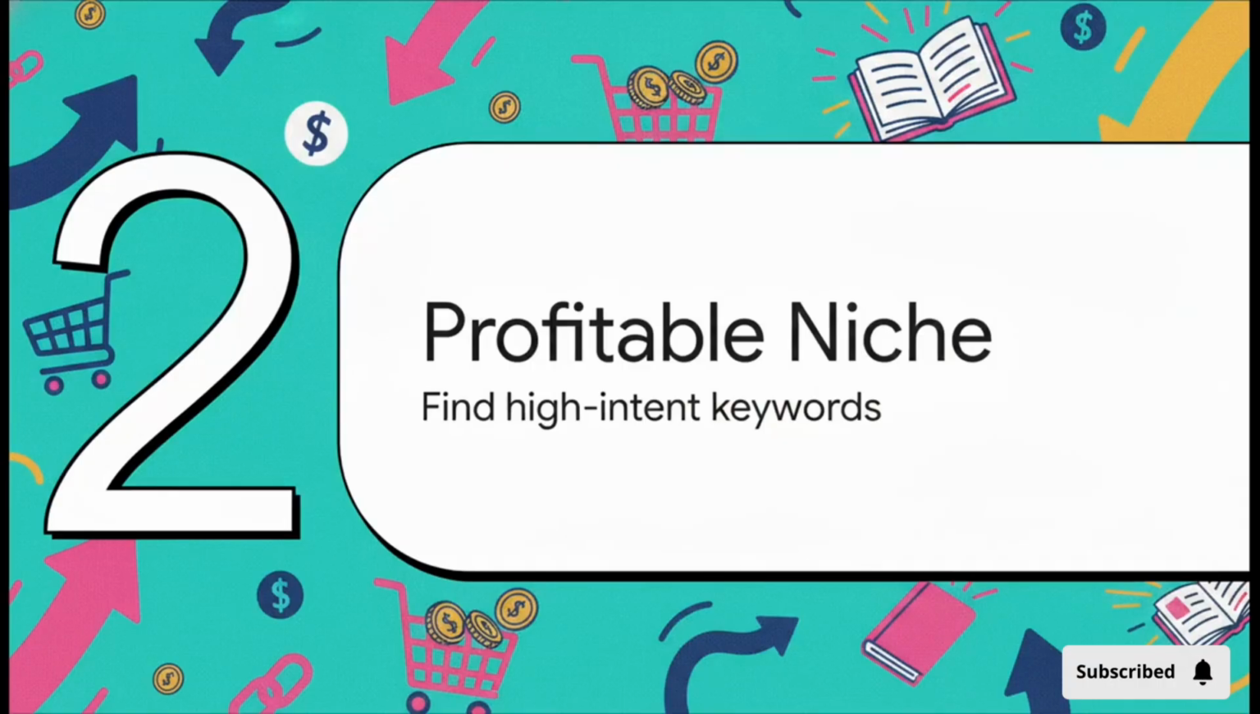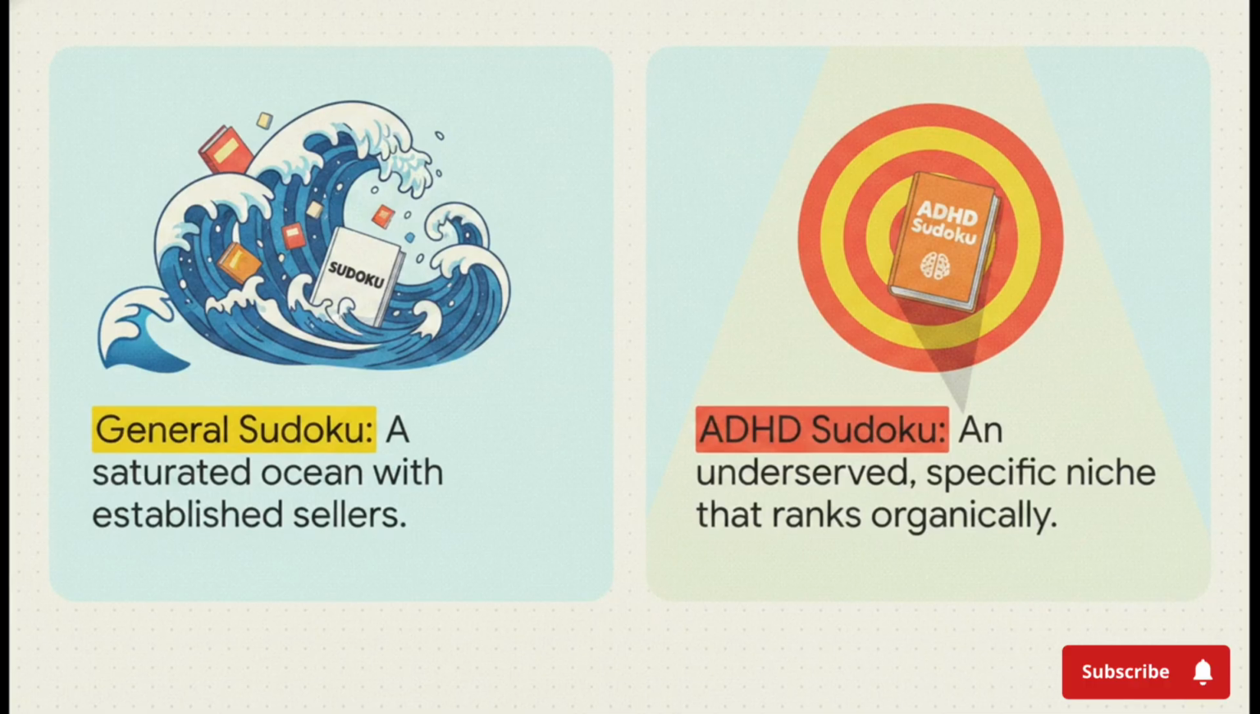Moving right along to section 2, finding your profitable niche. Imagine throwing a cup of water into the ocean. That is exactly what publishing a generic, general Sudoku book feels like. You're just gonna drown against the established sellers. There's no way around it. Instead, you've got to use keyword research tools like BookVolt to find A-rated, underserved themes. Take an ADHD-themed Sudoku book, for example, designed specifically to help focus the mind. By targeting specific high-intent searches like that, your book actually ranks organically because you are offering a highly unique solution to a specific audience that other sellers are just completely ignoring.